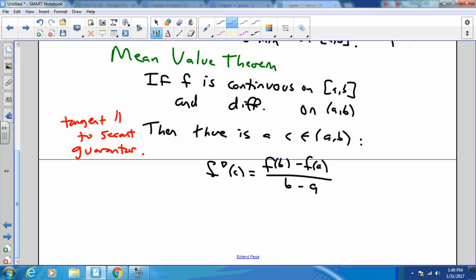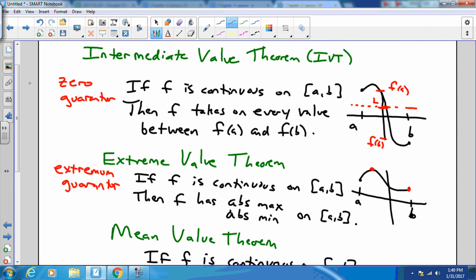And so this is a guarantor of tangent parallel to secant. And we could add a fourth one, Rolle's theorem, onto this, which is a horizontal tangent guarantor. But the mean value theorem encompasses it. If f of a equals f of b, the slope is 0 automatically. So I prefer to think of it as the mean value theorem with Rolle's theorem as a special case. So we have our 1, 2, 3 existence theorems. By the end of the year, we'll have 4, one about average values.